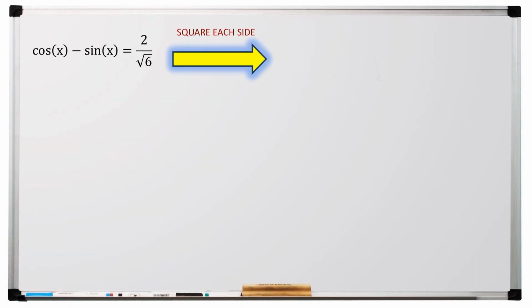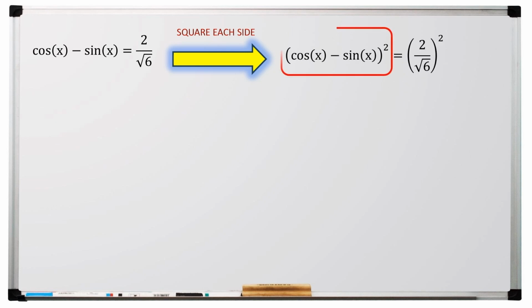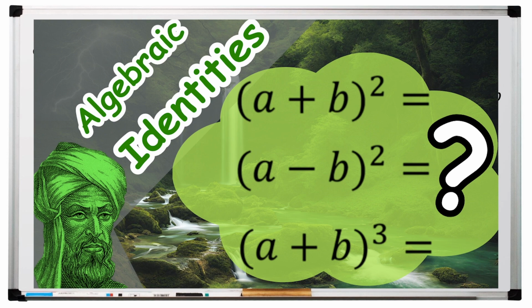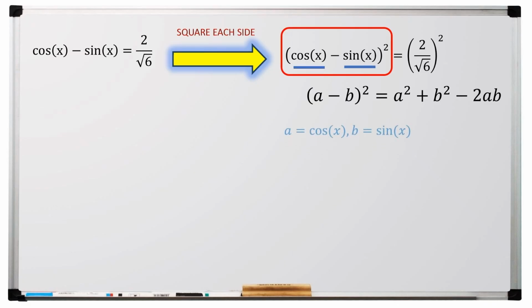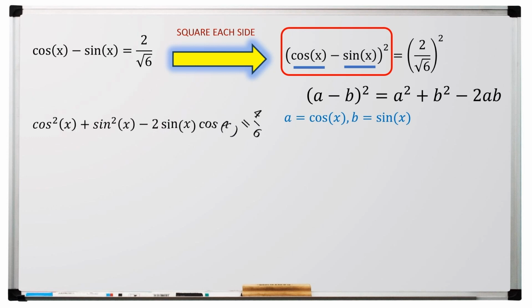Next, let's square both sides of the equation. We're using a well-known algebraic identity here. If you're unfamiliar with these identities, don't worry. We've covered this topic in another video. Continuing on, we substitute cosinus x and sinus x for a and b, respectively. After squaring both sides, we arrive at this equation.